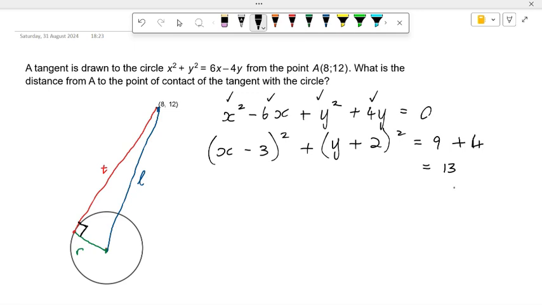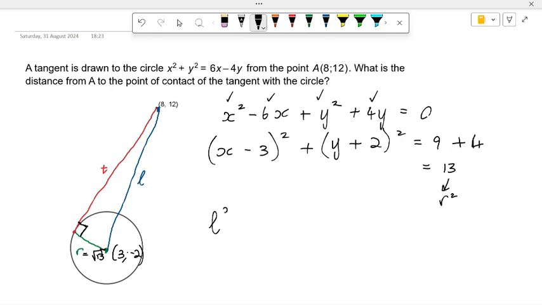Now, that is actually the radius squared. So the radius is the square root of 13. But as we're going to see, the square of it is actually more useful. L squared is the length from the center, which we now know is 3, negative 2. So I'm going to work out the length from 3, negative 2 to 8, 12, but I'm not going to bother to square root it.